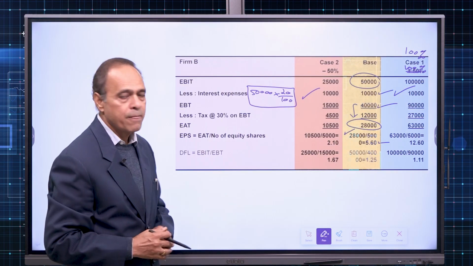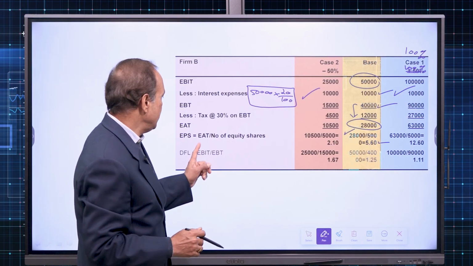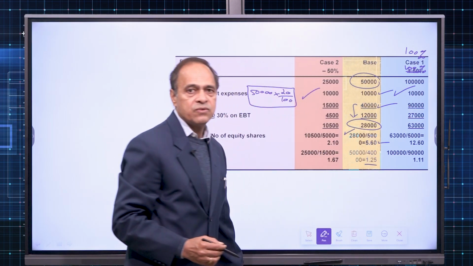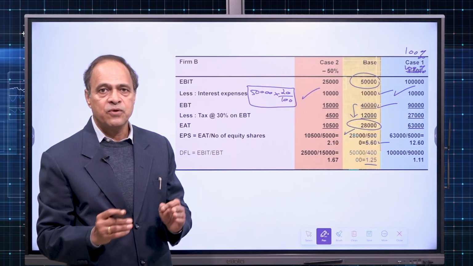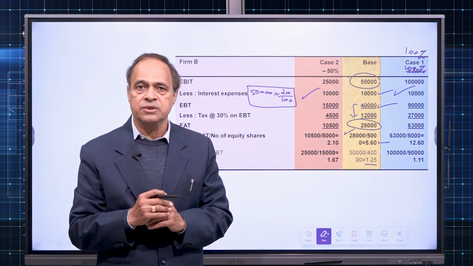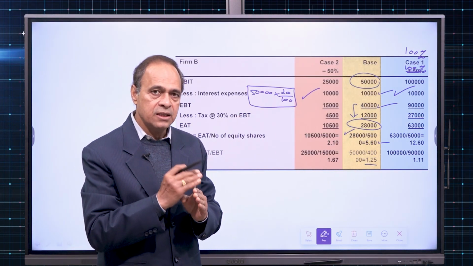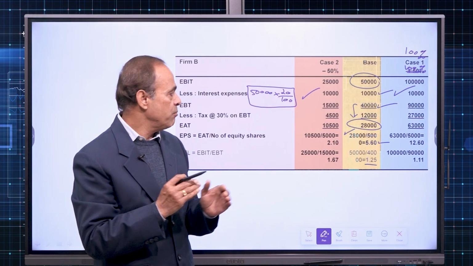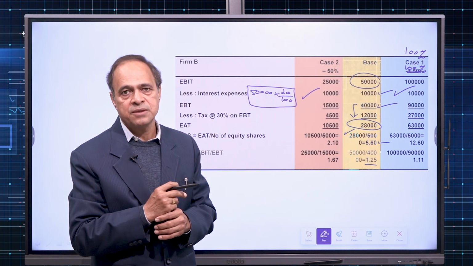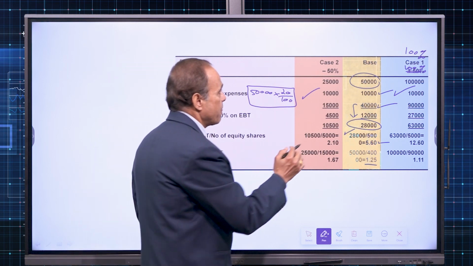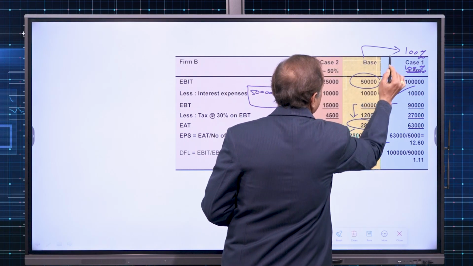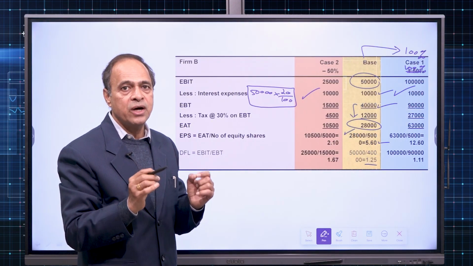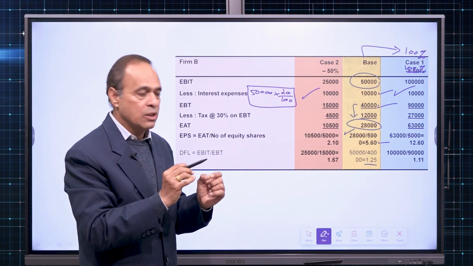And what is my DFL? EBIT divided by EBT, we get 1.25. So this 1.25 simply means that from this EBIT level of 50,000, if EBIT increases by 1%, for every 1% increase in EBIT, my EPS will increase by 1.25%. Now, you can see by how much percentage EBIT is increasing? 100. So your EPS will increase by 125% from the given level.